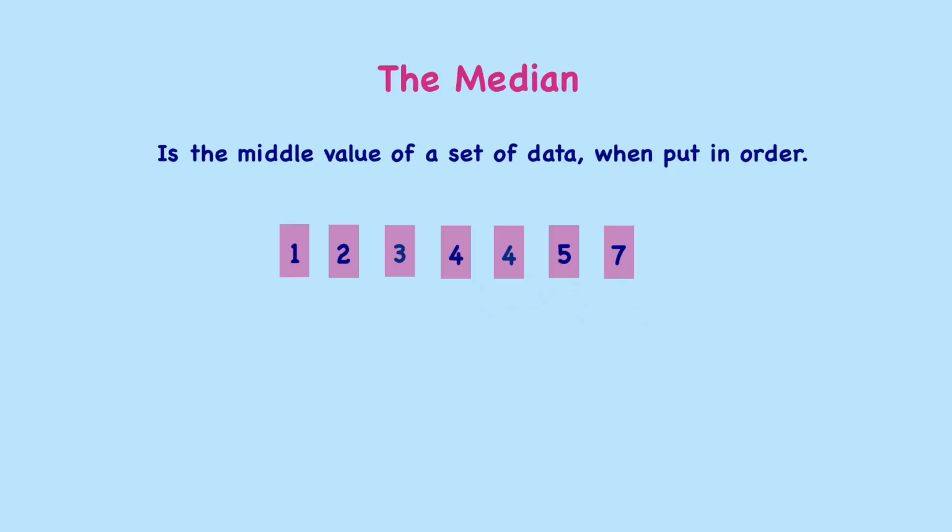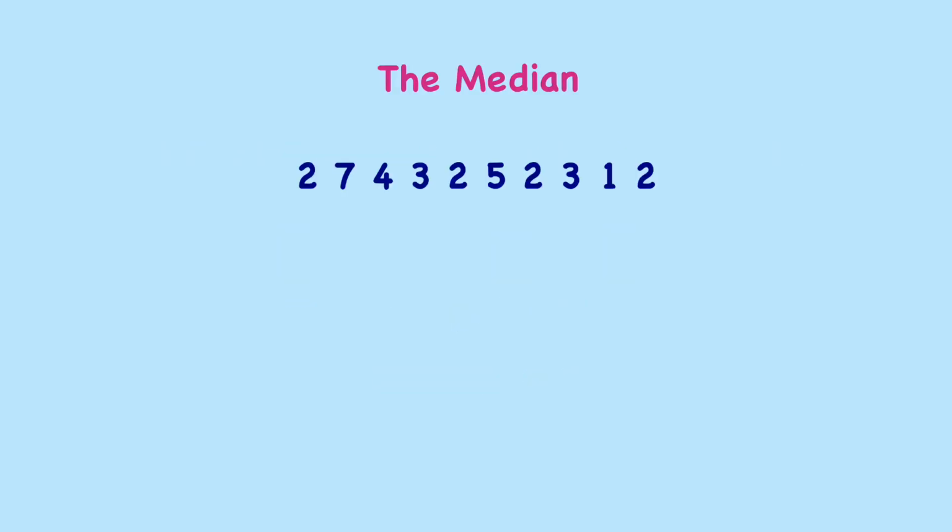So let's find the median, the middle number. So we work inwards. We will see we are left with our median here, which is 4. So our median is 4. Now let's look at this example. Now don't forget, the median is the middle number once the numbers are put in order. So let's put them in order first.